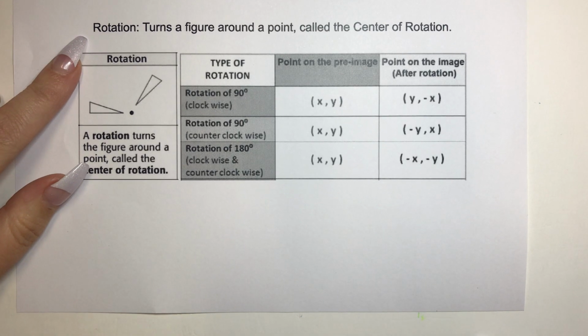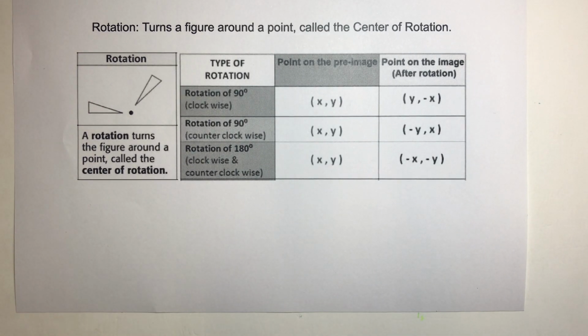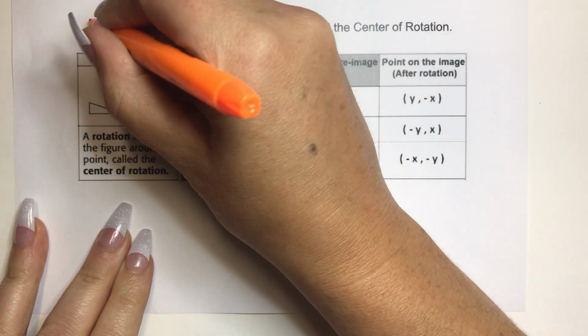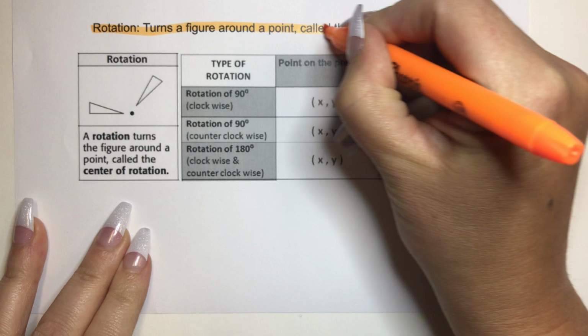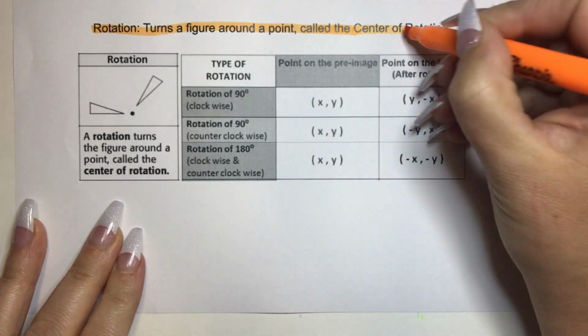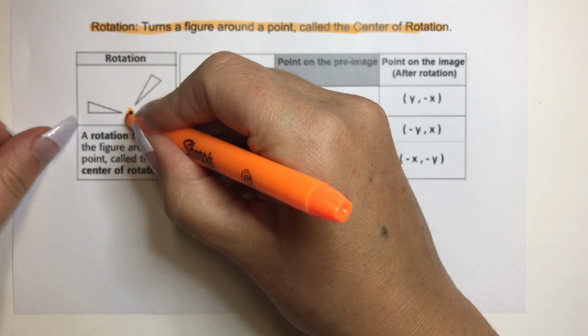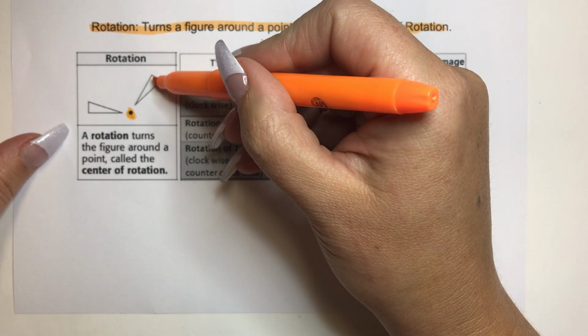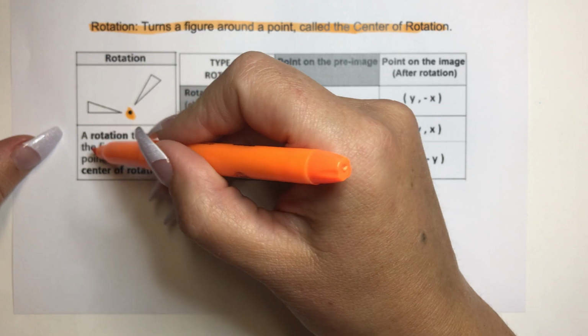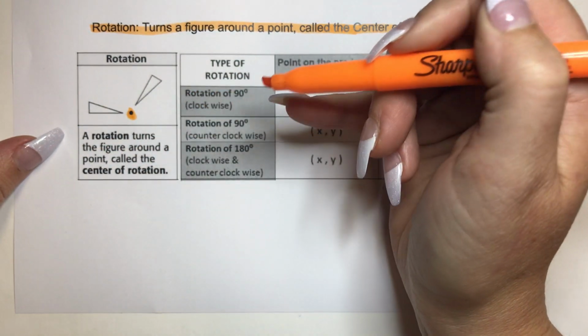All right, a rotation turns a figure around a point called the center of rotation. So in this figure right here, this would be called the center of rotation. And this figure here, the triangle, is rotating around this center of rotation.